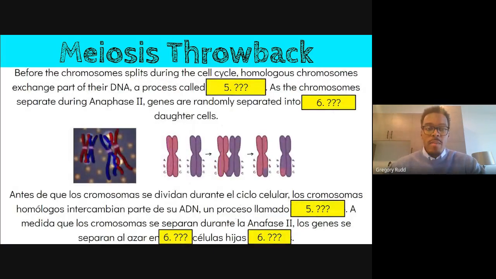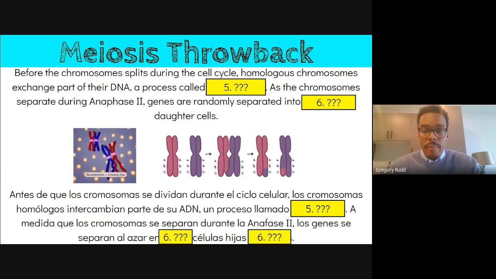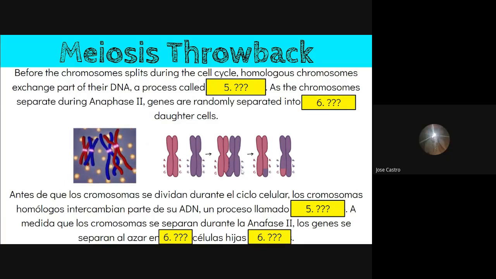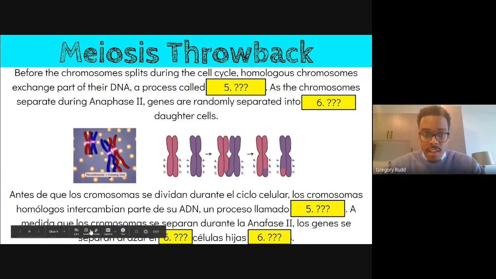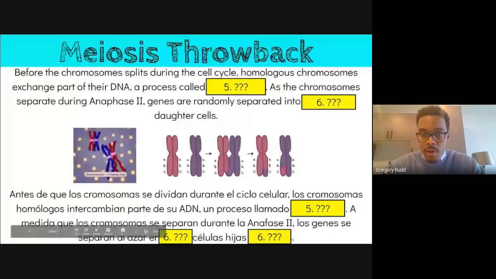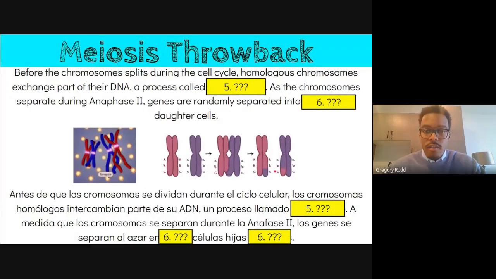Let's see if we can keep going. Before the chromosomes split during the cell cycle, homologous chromosomes exchange part of their DNA, a process called blank. What's it called when they exchange part of their DNA? Anaphase. Okay, that does happen during anaphase. Good job. But this specific process, do we see what's happening in this picture here? Where some of the pink goes over to the purple and some of the purple goes over to the pink. What's that? Crossing over, good.